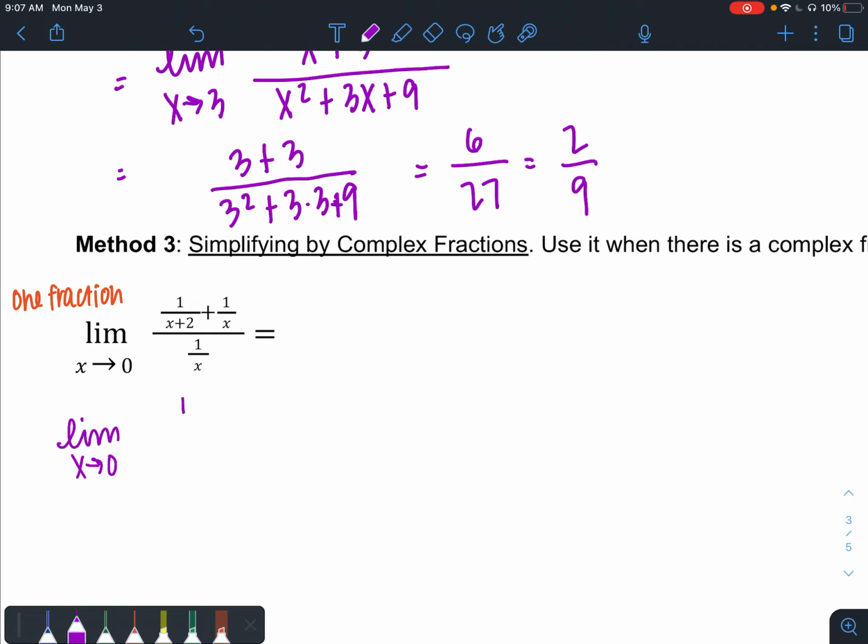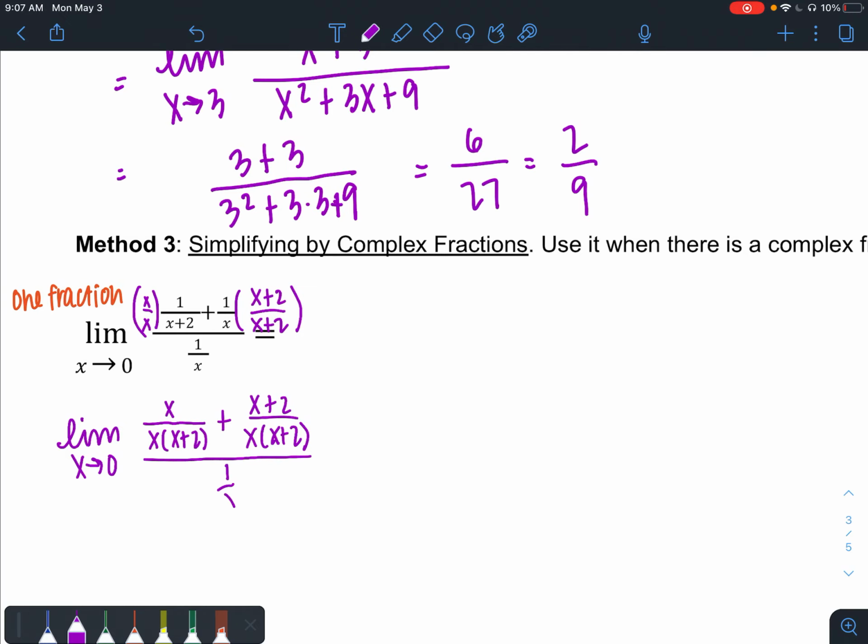So in the numerator, I'm going to take the numerator and then multiply this by x over x, and this one by x plus 2 over x plus 2. So I'll have x over x times x plus 2 plus x plus 2 over x times x plus 2. Don't multiply that out because I can see that something might cancel in the denominator.